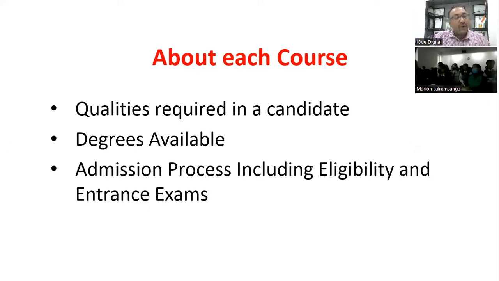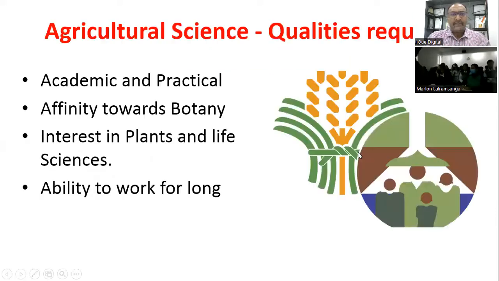Next to that, since you are all 11, 12 kids, you are curious to know what are the degree options which we can do after finishing grade 12. So I will talk to you about the degrees which are available. And again, because you're 12 kids, you are curious to know what will be the admission processes, what is the eligibility criteria, are there any entrance exams which you have to give to get admission in any particular vertical or any particular course. So I will briefly talk about that. So let's get going. First, let's talk about agricultural science.